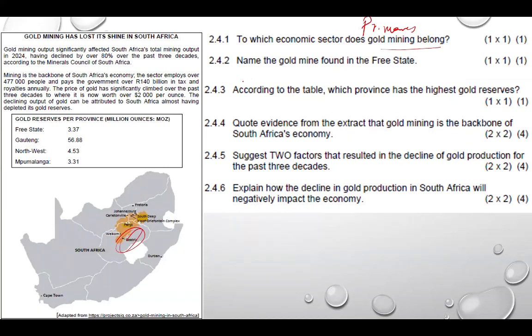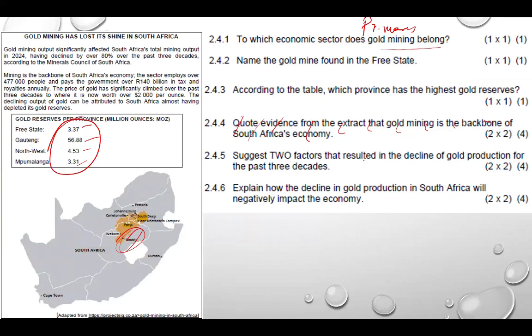I said this is according to the extract, so we're not going to pay much attention to that. We're going to pay attention to the concept. According to the table, which province has the highest gold reserves? So you have to just interpret this table and see which one has got the highest number. So this will be based on the table. Quote evidence from the extract that gold mining is a backbone. So you quote from the extract here. These different extracts will have different quotations, so we're not going to pay much attention to that.